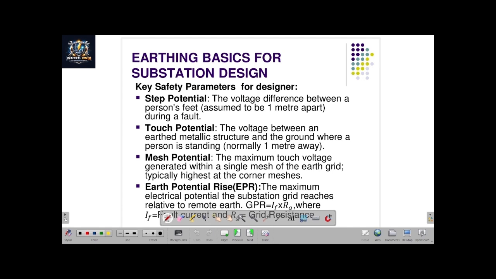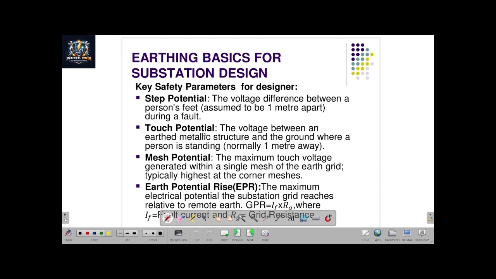The earthing basics for the substation design. The safety parameters for design are a few things. First is the step potential, the step voltage, the voltage difference between a person's feet 1 meter apart during a fault. The step potential should be within the limiting value.